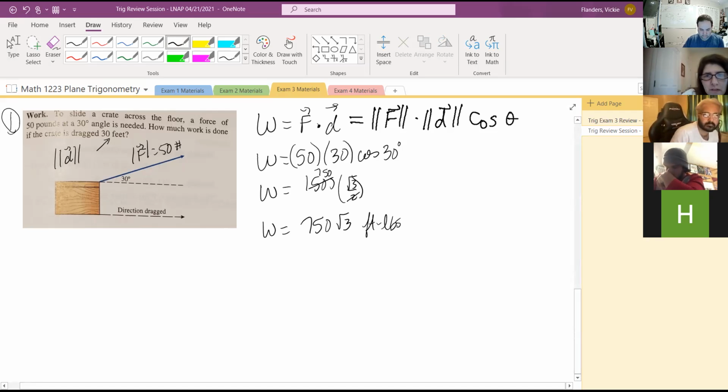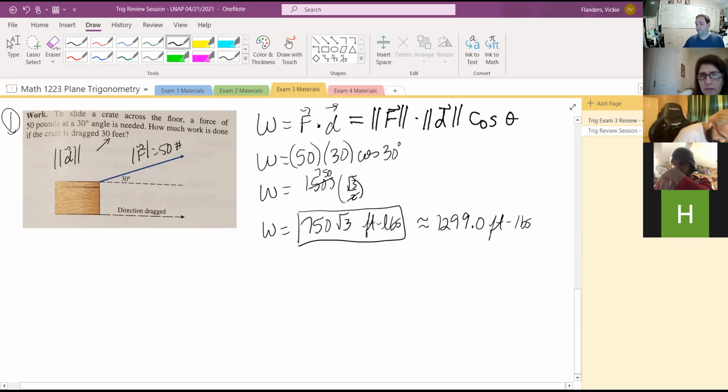Foot pounds. And I guess we could approximate. You want to approximate this? This is the exact answer. 1299. We did it? 1299. Yep. So, I mean, you can just leave it as is.